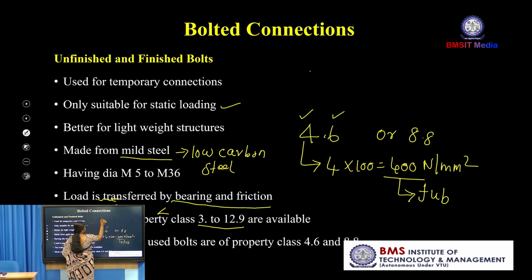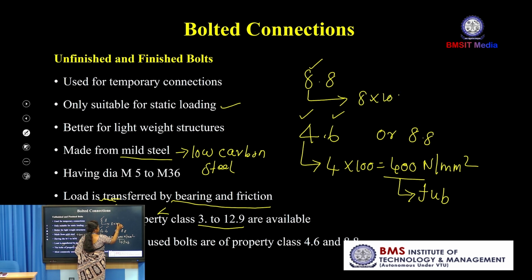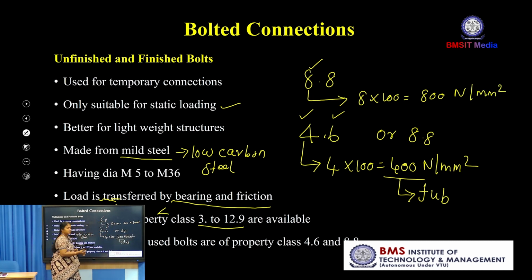For example, take 8.8. What is this first one? This 8 equals... what is the ultimate tensile strength of the 8.8 grade of bolt? Take the first term, this 8, and multiply by 100, and we get 800 Newton per mm square. So the ultimate tensile strength of the grade 8.8 bolt equals 800 Newton per mm square.